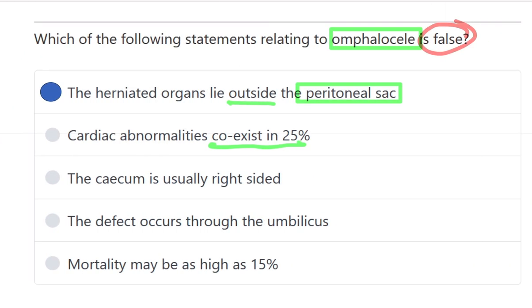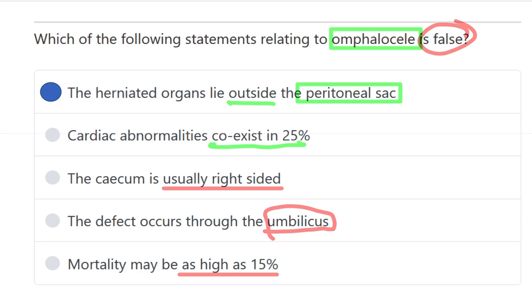And the cecum is usually right-sided. It is true, because the cecum is usually located on the right side, and in the case of the omphalocele, it is present on the right side. Defect occurs through the umbilicus. It is also true. And the mortality may be as high as 15%. It is true, because when the intestine is outside the abdominal cavity, it loses water and electrolytes, and the patient usually goes into dehydration, and finally kidney shutdown and death. So the mortality is very high.